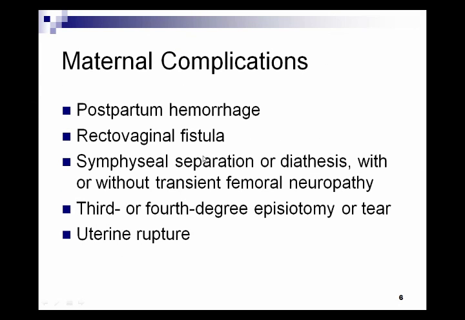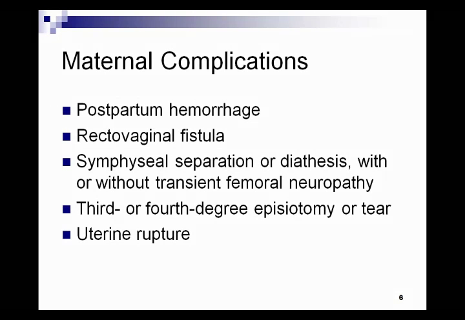Other complications of having shoulder dystocia, which usually comes with a large fetus: postpartum hemorrhage, a rectovaginal fistula. That is where, from the constant pressure during labor onto the soft tissue area there, you get an actual fistula between the vagina and the rectum, so you can actually have stool go into the vaginal canal and then come out through the vagina is what happens in a rectovaginal fistula.